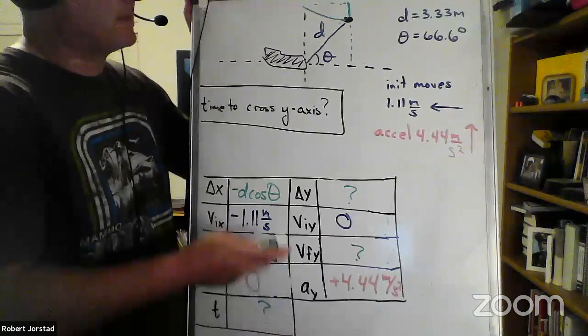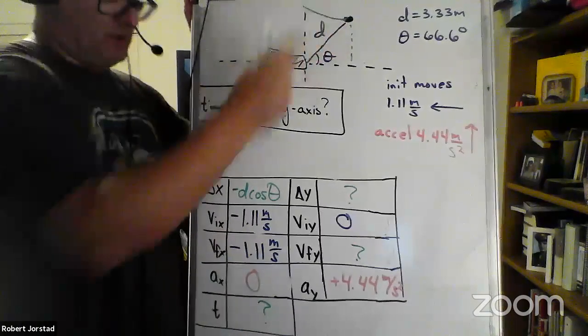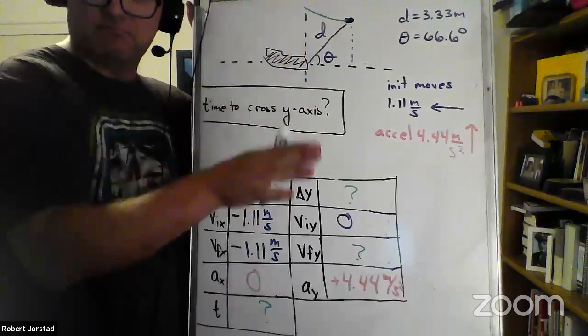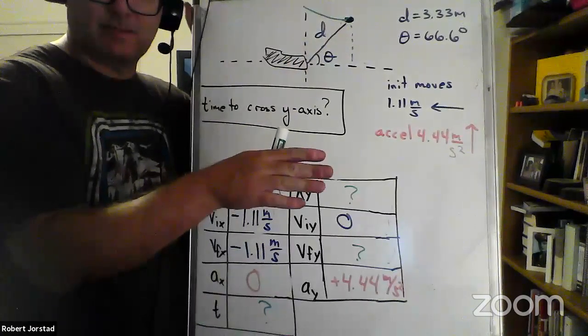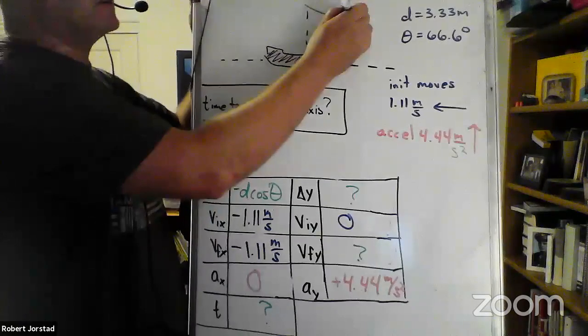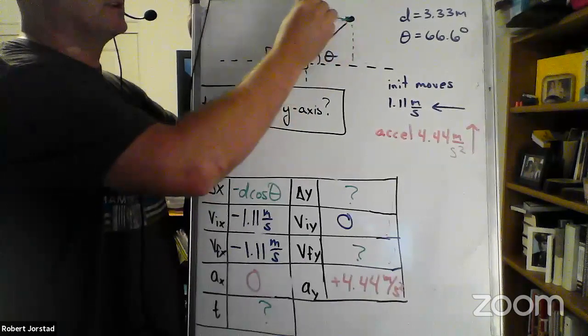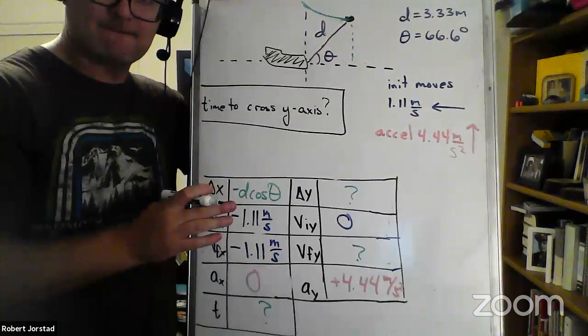Could you explain exactly why delta y is not d sine theta again? Yeah. So take a look. I don't know how long it's going to take to get over here. Agreed? Do you agree with that, Esteban? Yeah. And so I do know this thing is initially moving to the left, but accelerating upwards. That means it's going to be an upwards parabola. Are you okay with that?